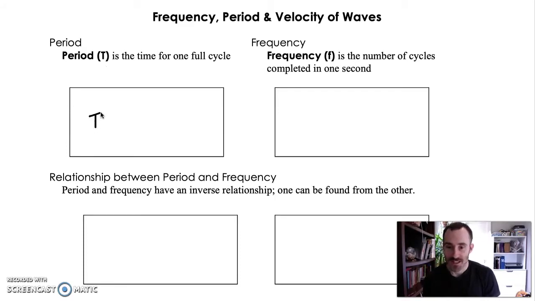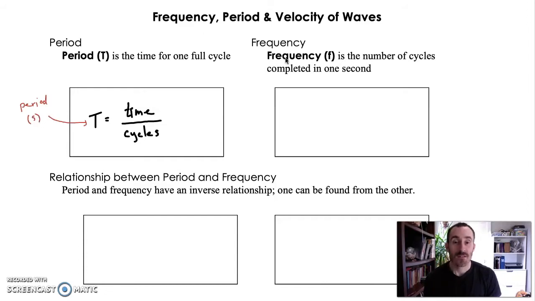Period, T, is time divided by cycles. Okay, and this is measured in seconds. Okay, and the reason it's T and not P is because it's basically just measuring time. Okay, so this is period, and it's in seconds.